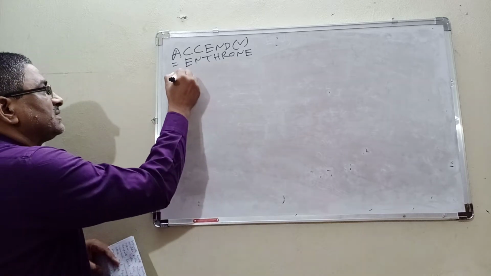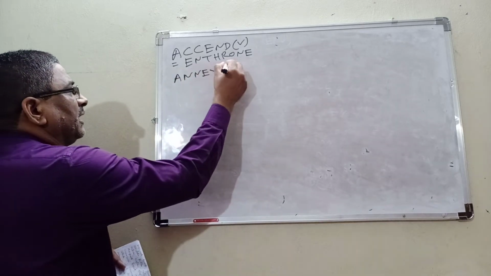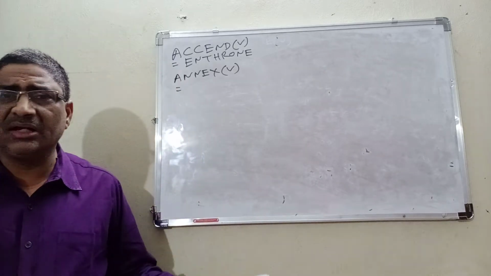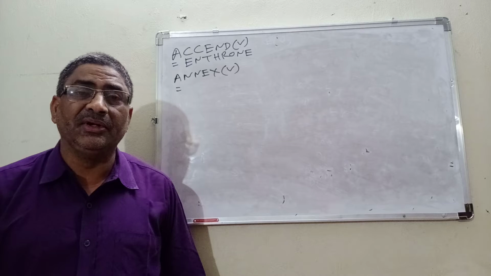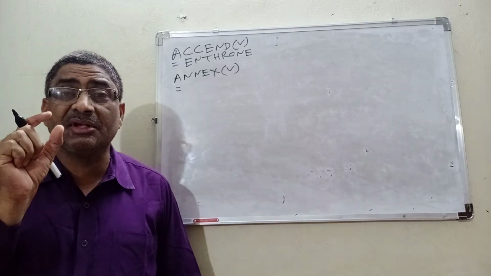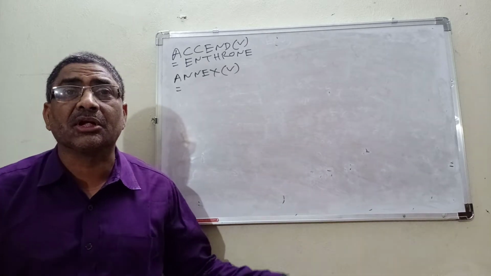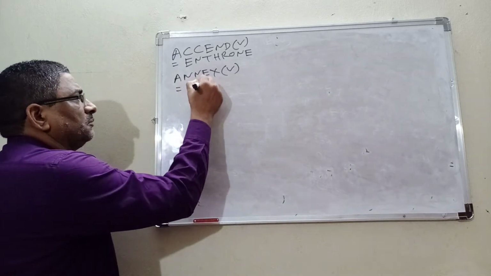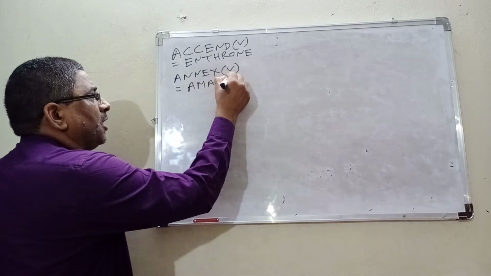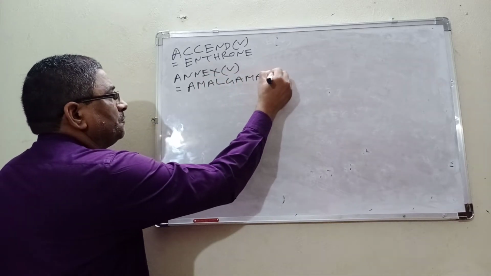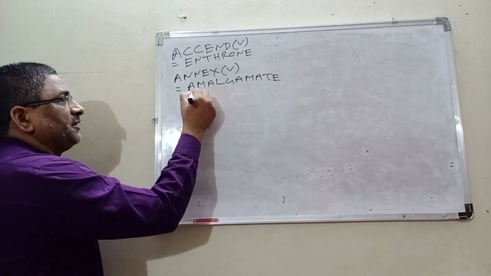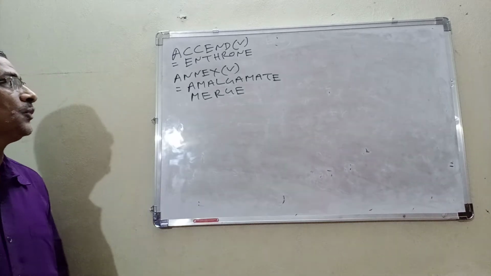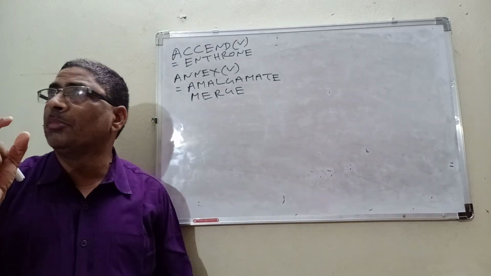Next word, annex. A-N-N-E-X, annex. What is the meaning of annex? I can say Sardar Vallabhbhai Patel is a great leader of India. He annexed all the princely states in the Indian Union. Annex meaning is to combine into a single body. I can write the synonym A-M-A-L-G-A-M-A-T-E, amalgamate. Very important word. Another synonym I can write here, M-E-R-G-E, merge. Annex, amalgamate and merge, to combine into a single body.